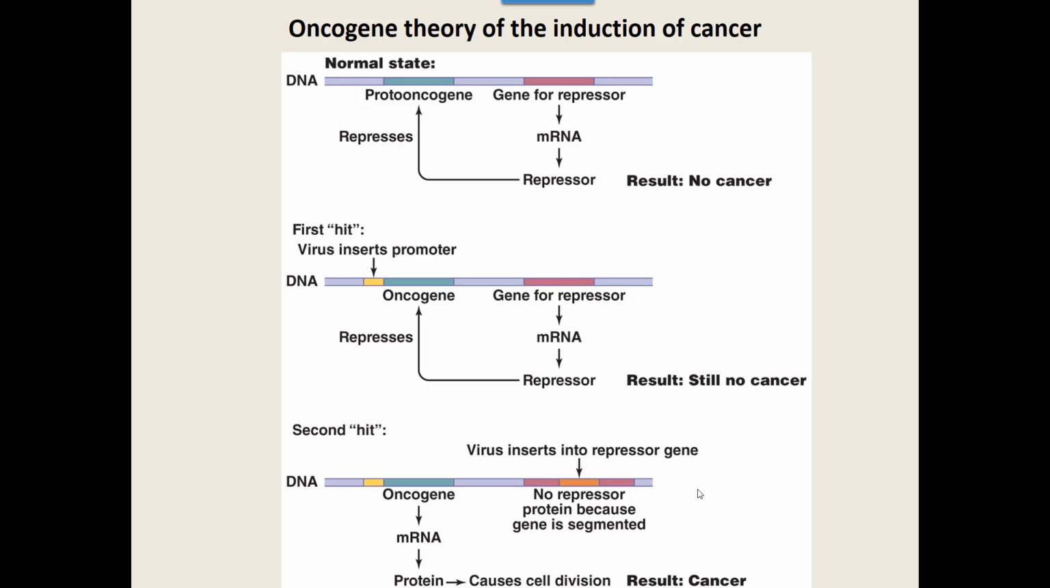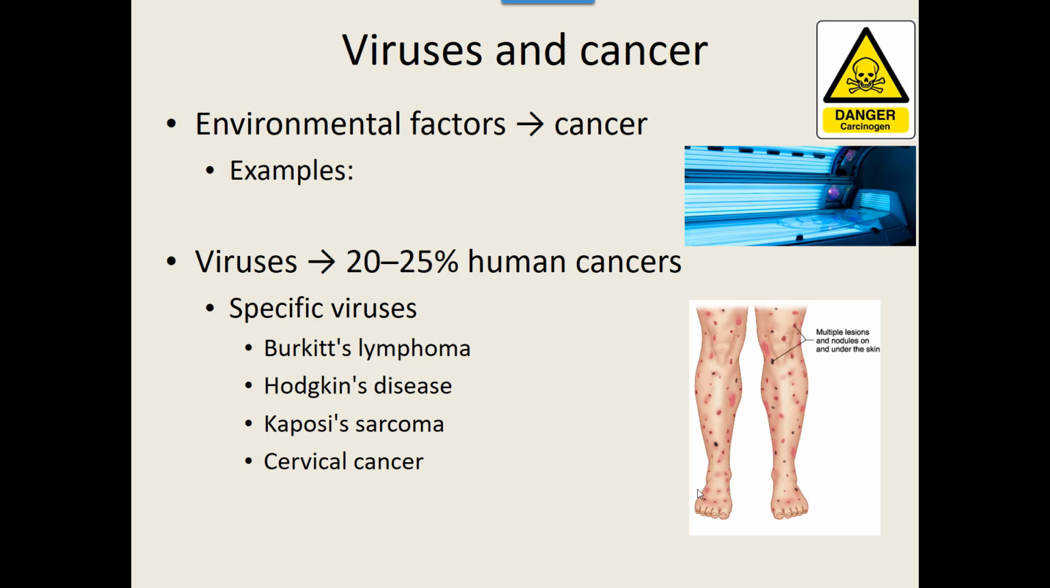So there are lots of environmental factors that can cause cancer, but a big one are viruses. Other environmental factors, UV light can damage DNA, and if it damages anywhere near those genes that control cell division, it can cause cancer. Any kind of radiation can damage DNA. Carcinogens can cause cancer. These are chemicals that are known to damage DNA. But viruses cause between 20 and 25% of all human cancers.